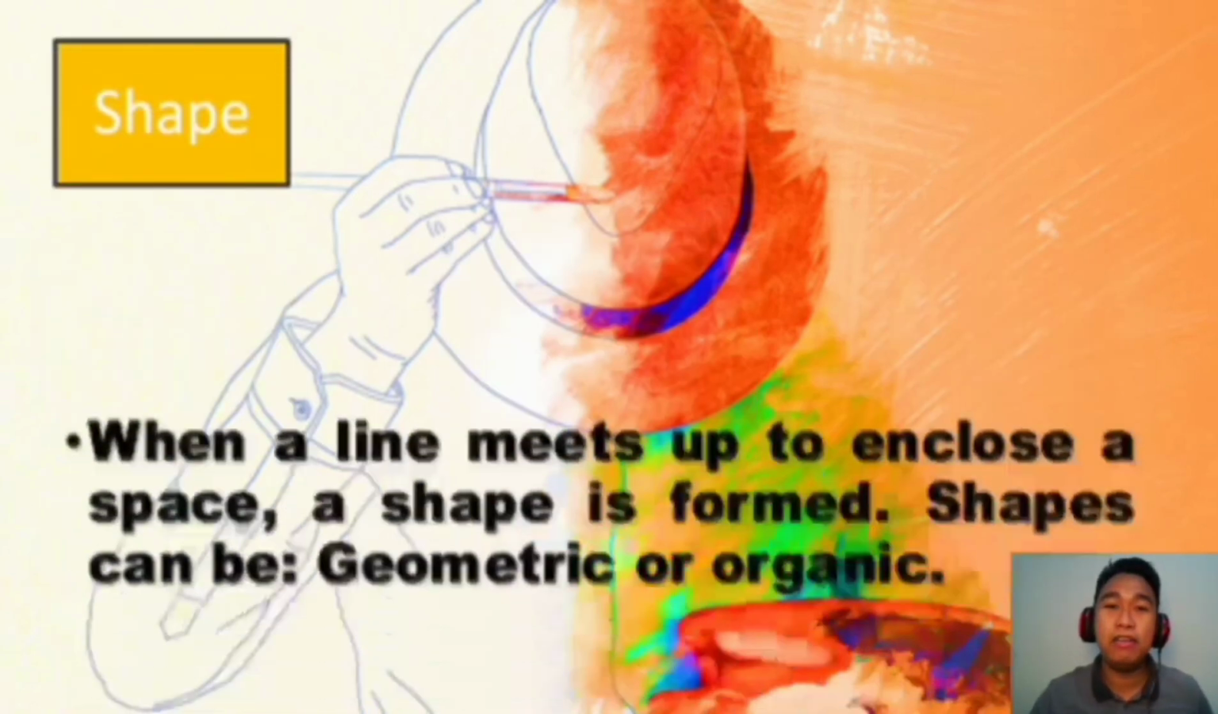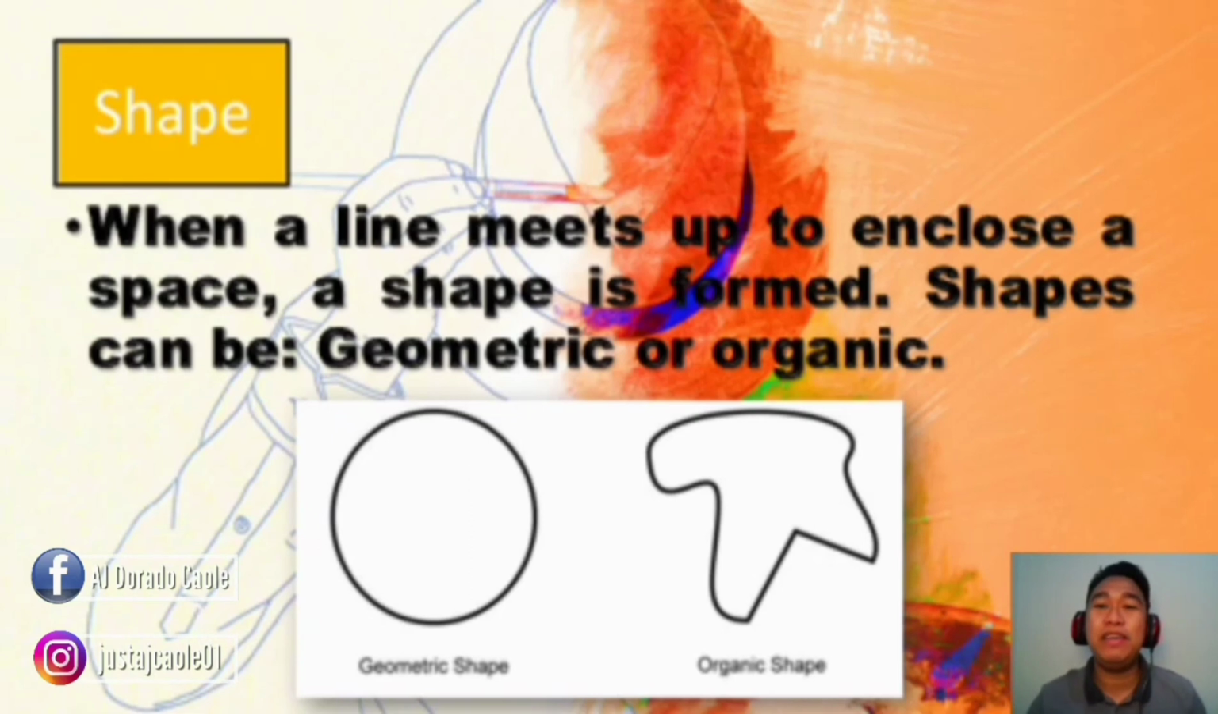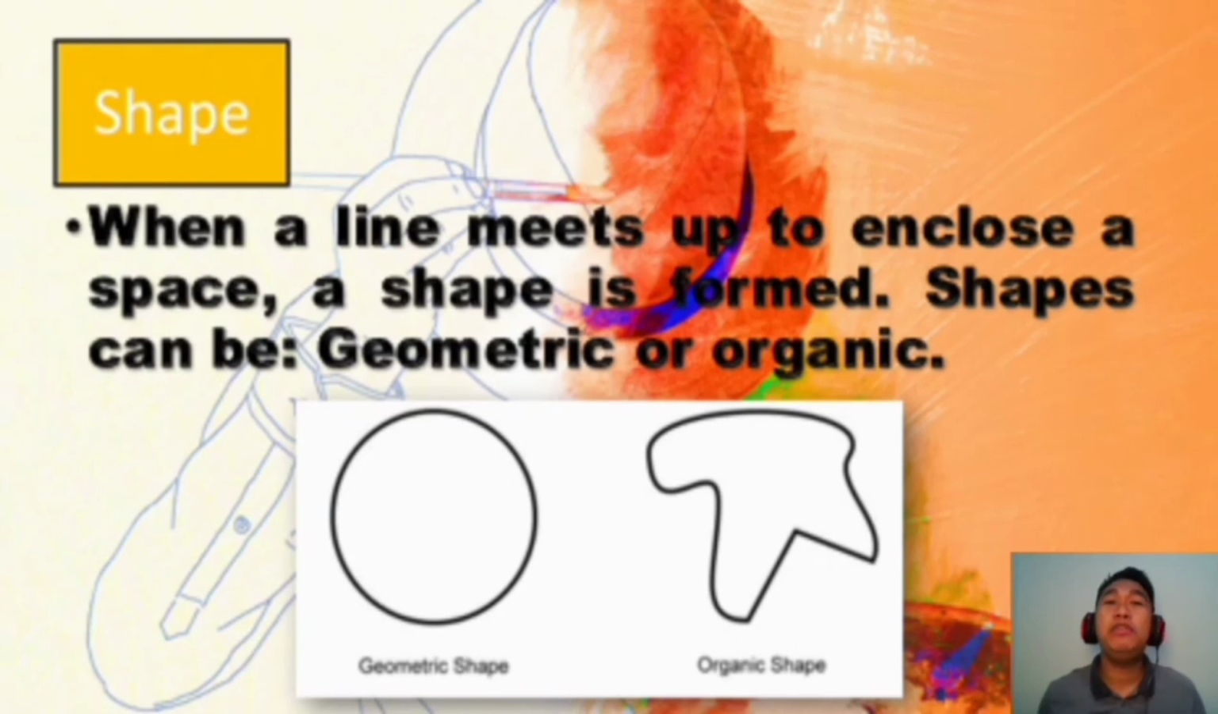Next element that we are going to discuss is all about the shape, mga kanakan. When a line meets up to an enclosed space, a shape is formed. So shapes can be geometric or organic. Shapes are two-dimensional. They have height and width, but there's no depth in it.